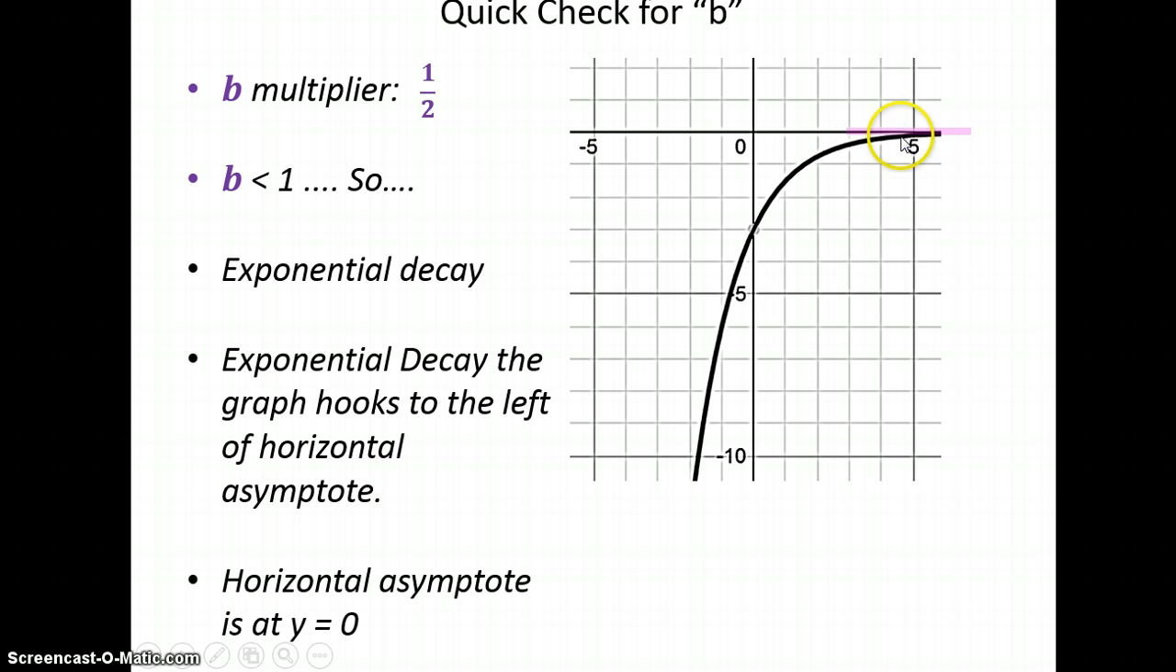Remember, the horizontal asymptote is the invisible line that the graph approaches but never crosses. And in these examples, that horizontal asymptote is at y equals 0. So since our graph hooks to the left of the horizontal asymptote, it also shows exponential decay, which matches the fact that our b is less than 1.